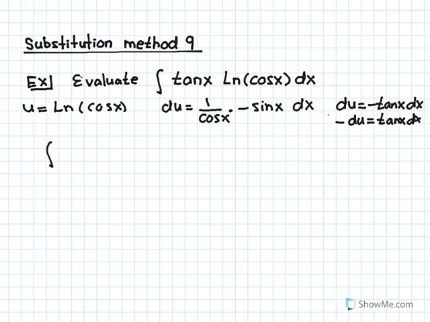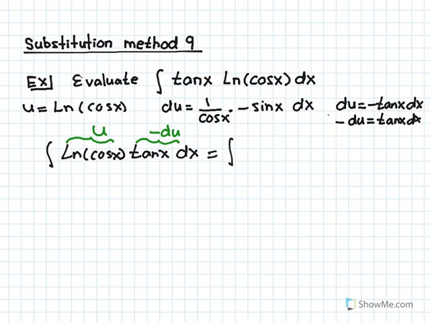So we have the integral of log of cos x times tan x dx. We have rewritten the integrand in such a way to make the substitution easier to see. So log of cos x, that's just going to be u. Tan x dx, this part is minus du. So we have the integral of minus u du.